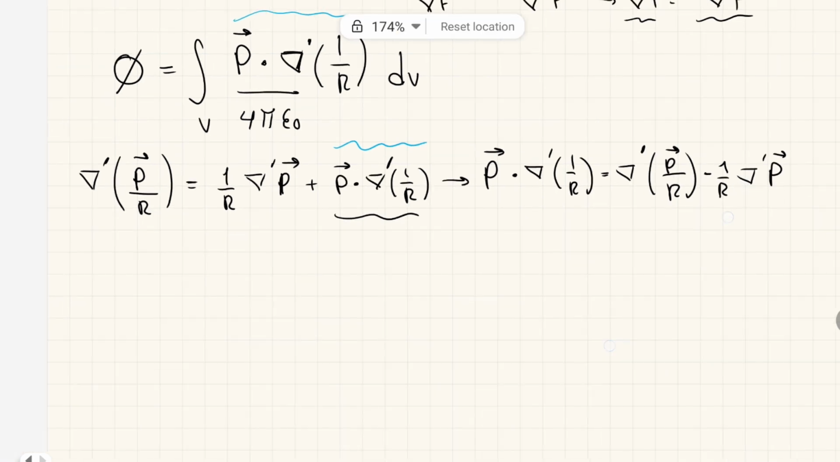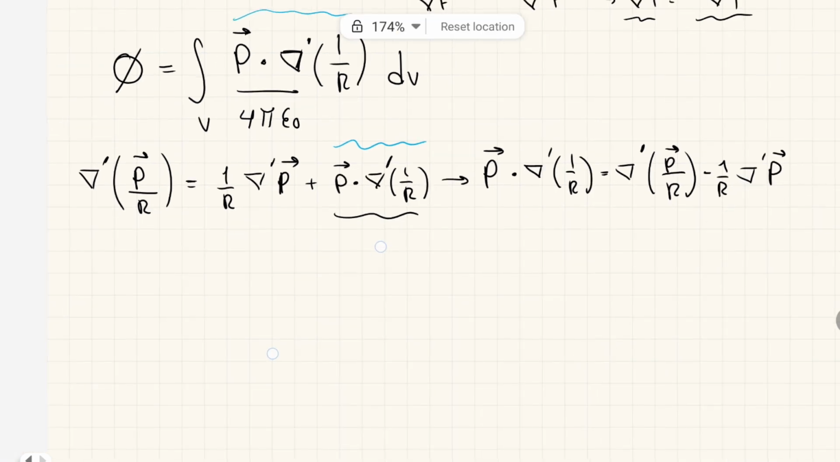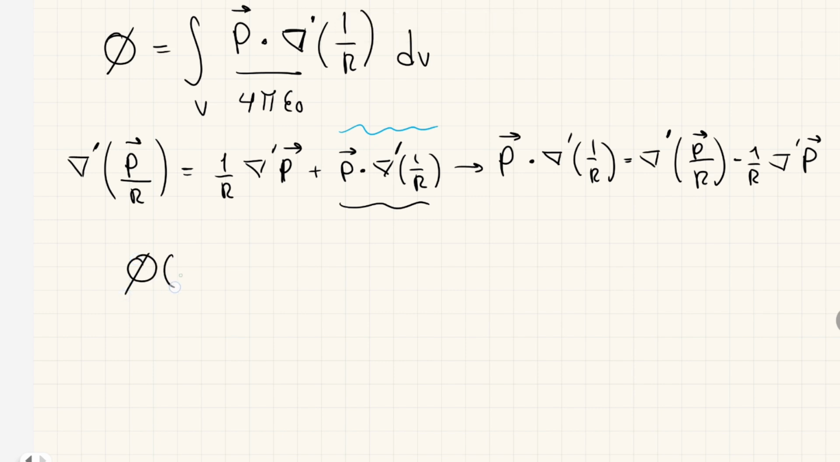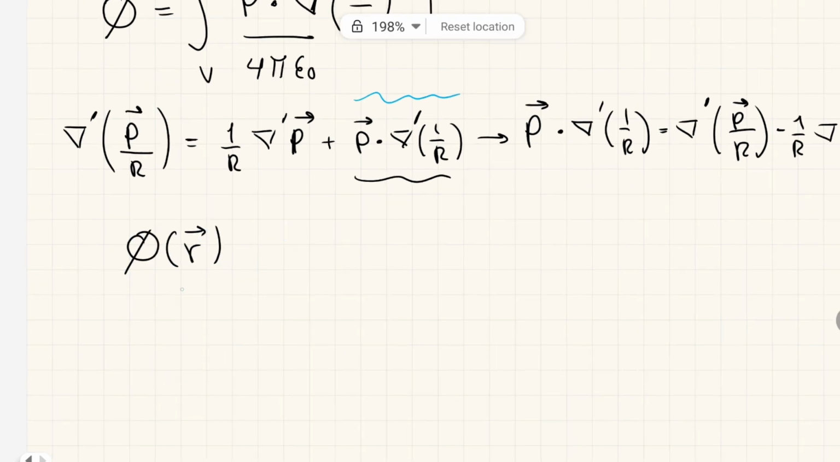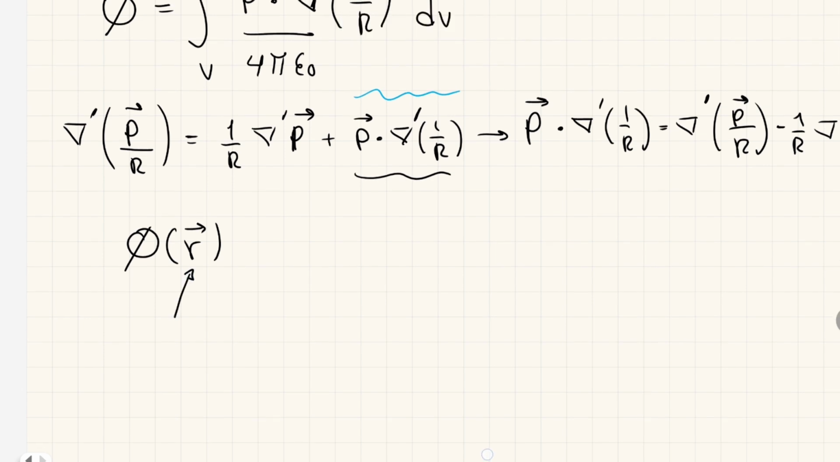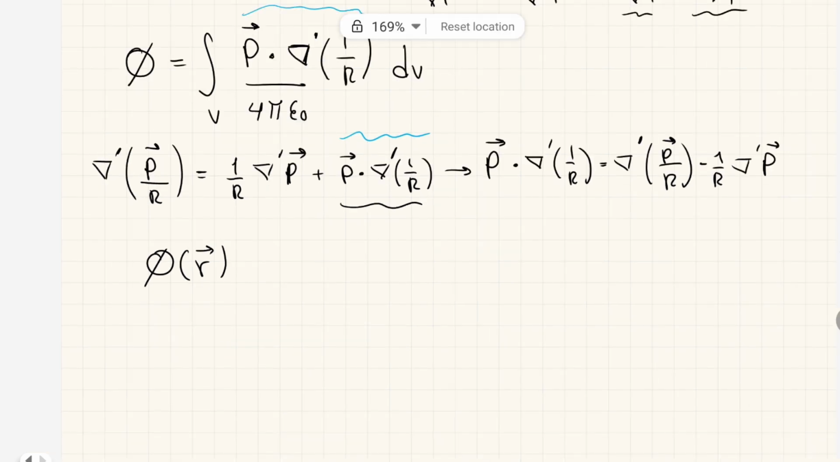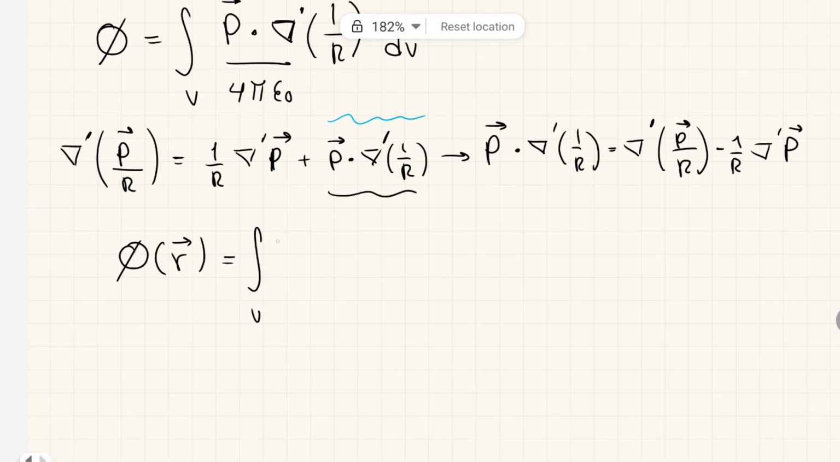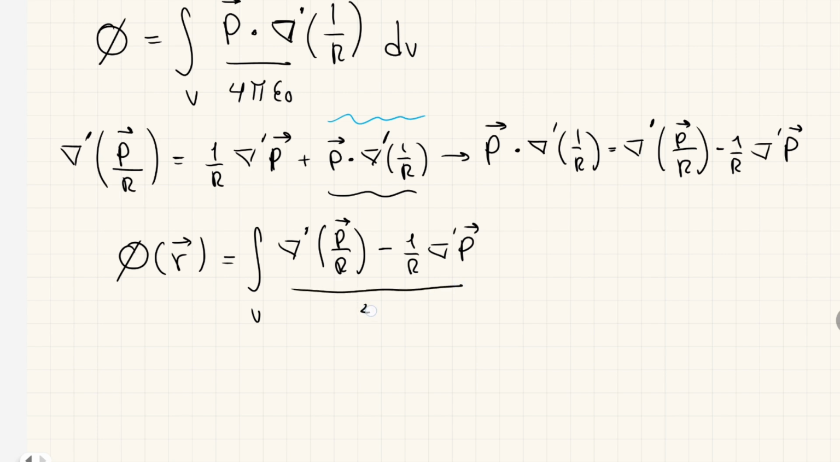Perfect. So if we take that and take it into this equation, and remember that we are calculating the potential for a particular vector r, where it points to the coordinates x, y, z. Okay, so this will be equal to the volume integral of the divergence of P over r, minus 1 over r, the divergence of P, all over 4 pi epsilon 0 dV.